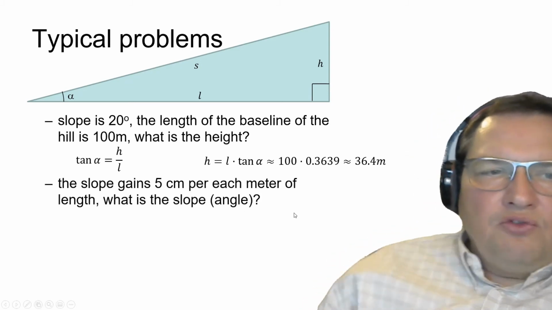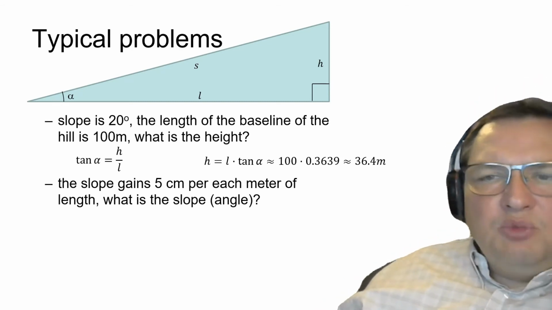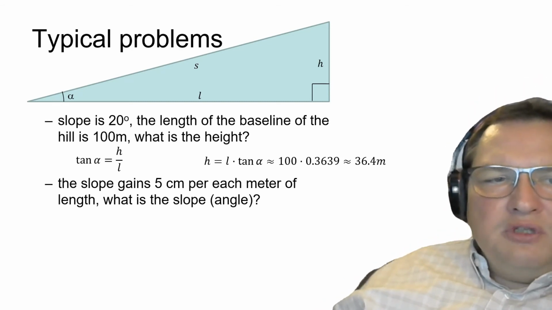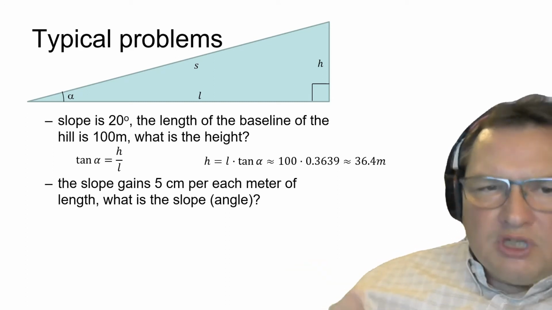Another example. The slope gains 5 centimeters per each meter of length. What is the slope? What is the angle?